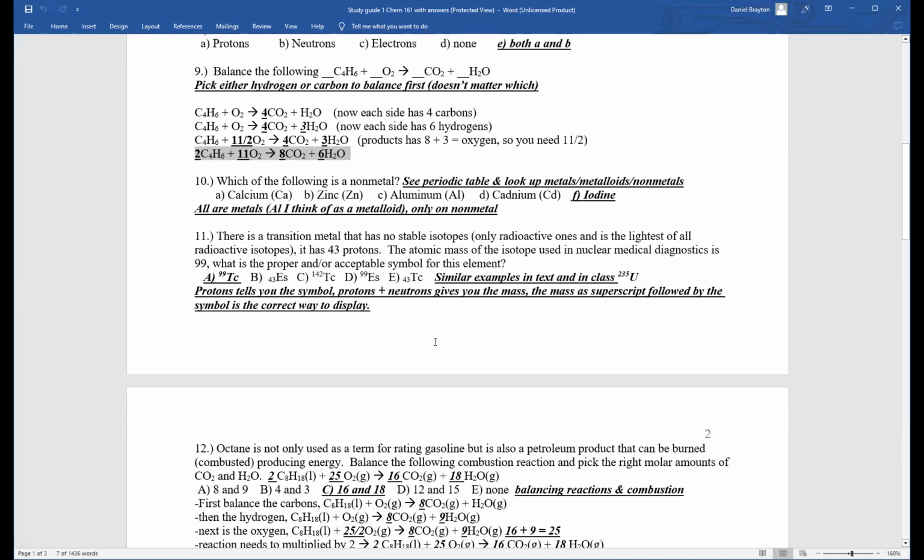Number 10, which of the following is a nonmetal? There might be one that simple like this on the test. This is reading the periodic table and understanding where it is. During an in-person test, you'd be given the periodic table as well. So this is making sure that you've looked and seen it all and know metals, nonmetals, metalloids, etc.